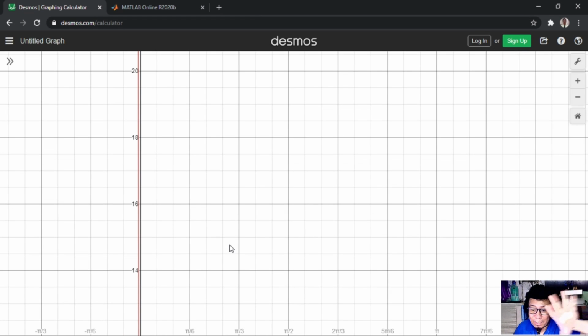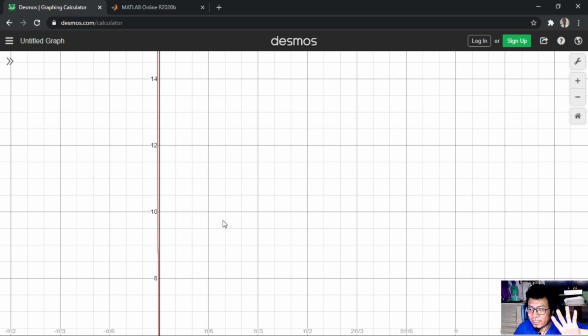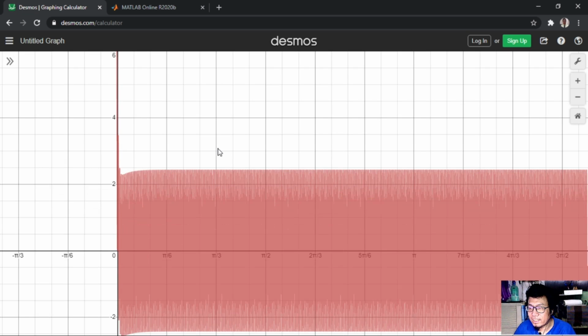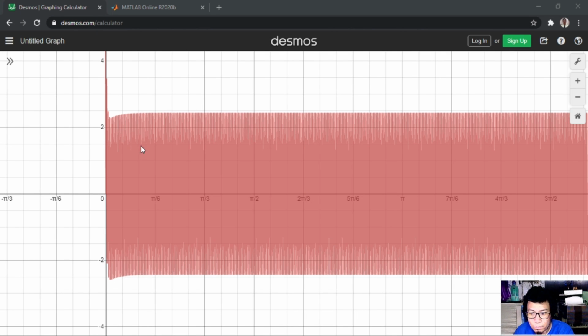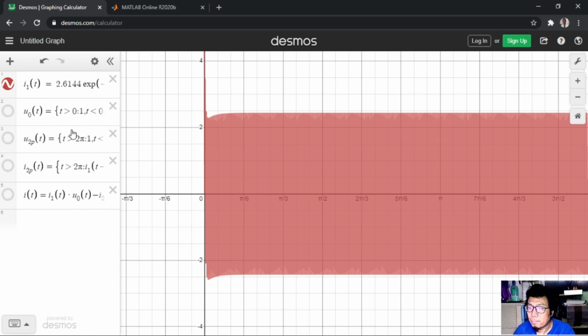At yan ay nasa negative part, nasa negative part pa. So basically, wala yan sa ating analysis. Pero basically, sige, tanggalin natin siya by actually multiplying this with u of 0.